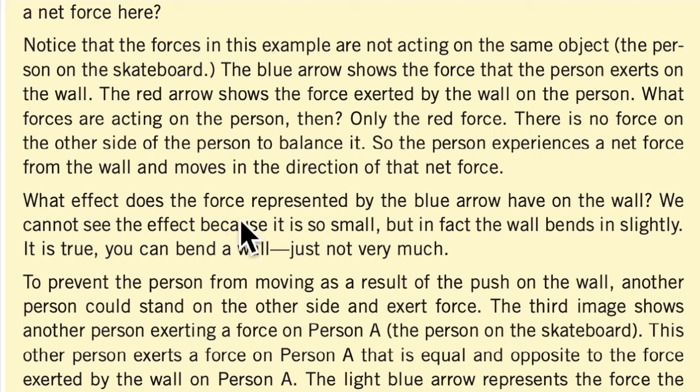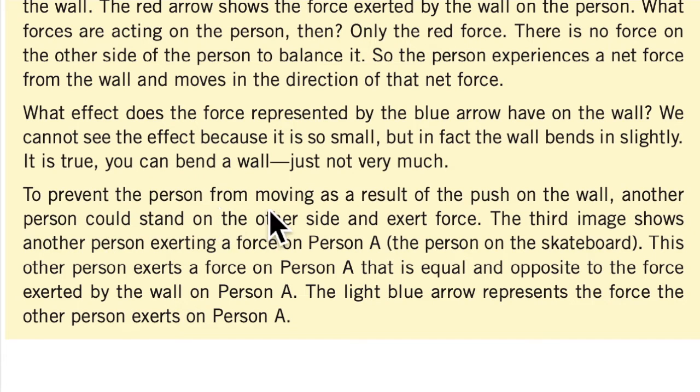What effect does the force represented by the blue arrow have on the wall? We cannot see the effect because it is so small, but in fact, the wall bends in slightly. It is true, you can bend a wall, just not very much.